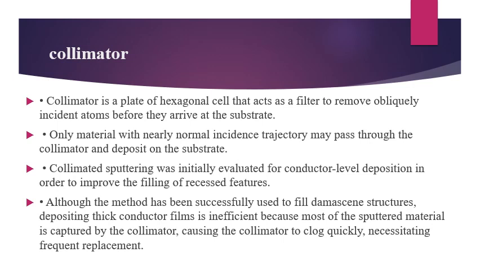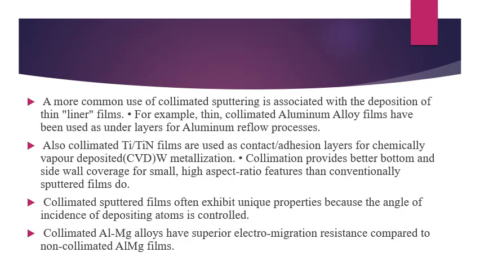Although the method has been successfully used to fill dense structures, depositing a thick conductor film is insufficient because most of the sputtered material is captured by the collimator, causing the collimator to clog quickly, necessitating frequent replacement. A more common use of collimated sputtering is associated with the deposition of thin liner films. For example, thin collimated aluminum alloy film has been used as an underlayer for aluminum reflow processes.